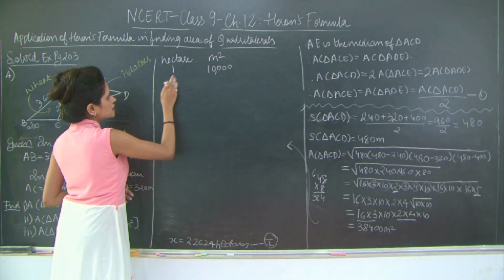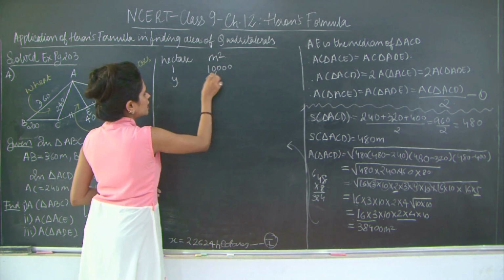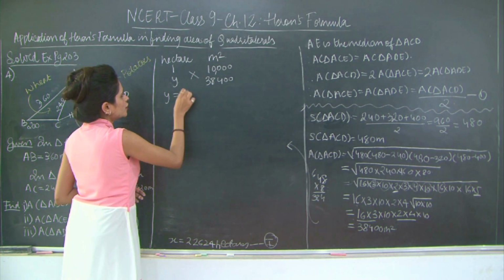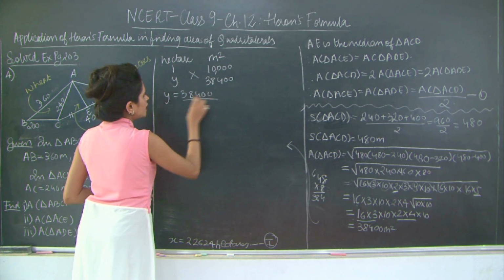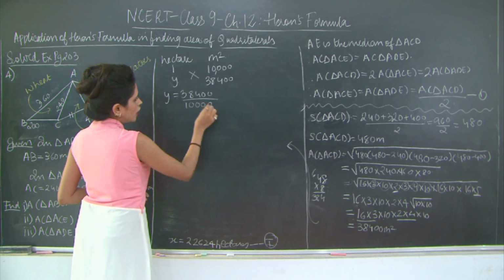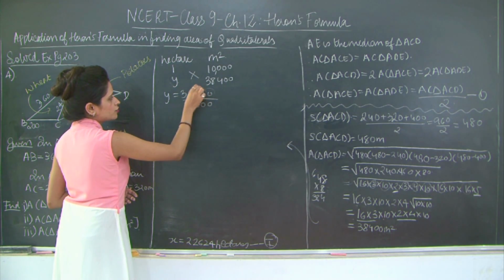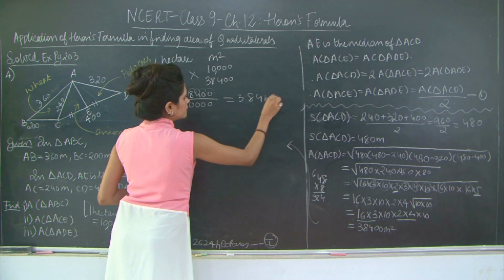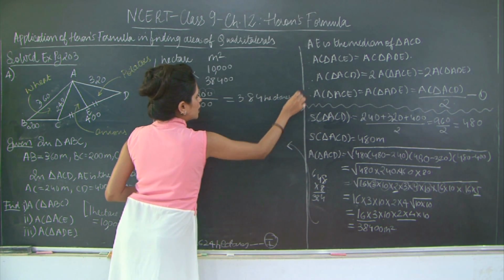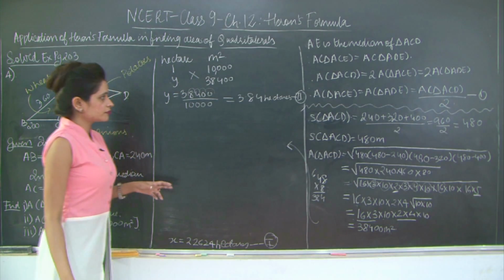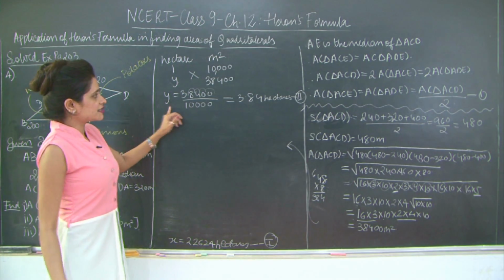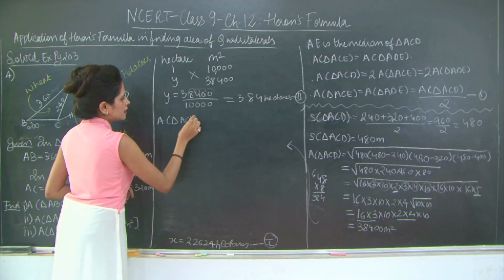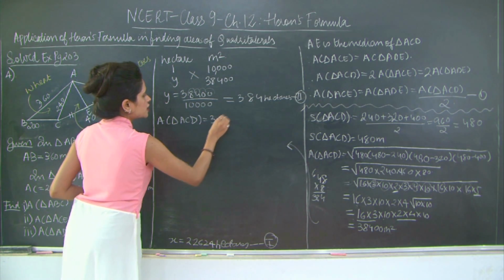So how many hectares? I'll say y is equal to 38400 meters square. You cross multiply, you get y is equal to 38400 divided by 10,000. So how many zeros? 1 2 3 4. So this is going to be 3.84 hectares. Let's mark this as 1. Okay, now this is area of triangle ACD is equal to 3.84 hectares.